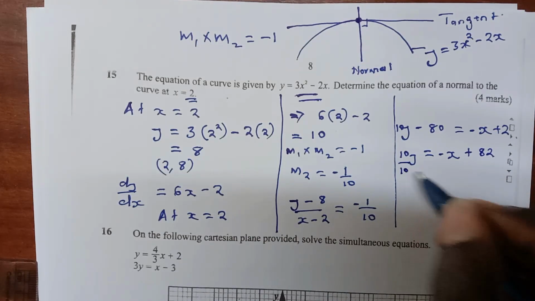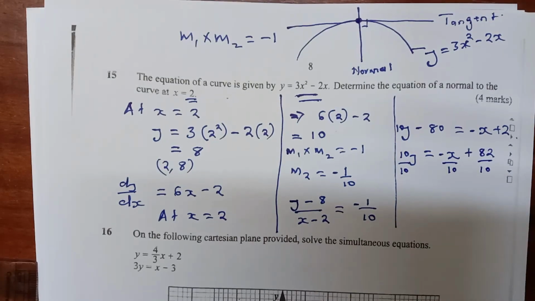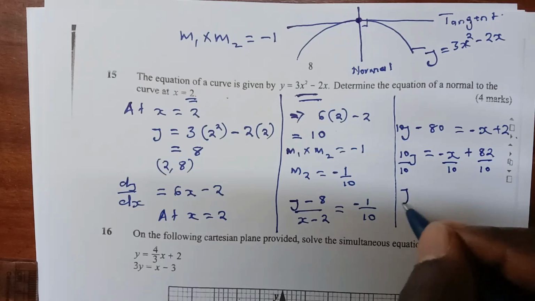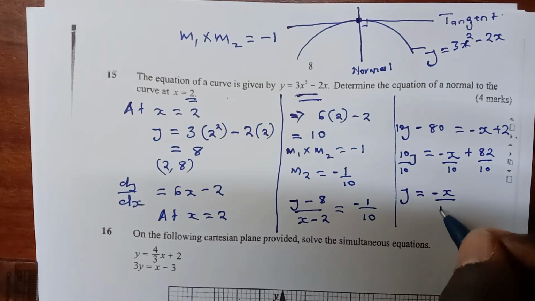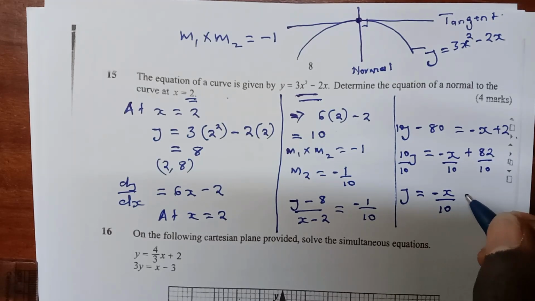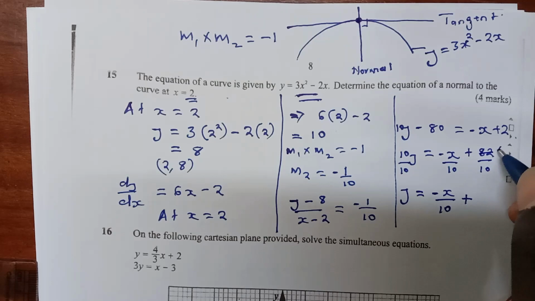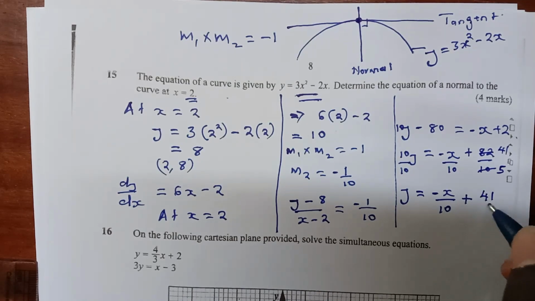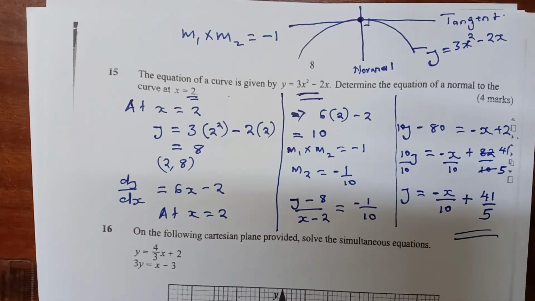Divide both sides by 10, and you find that y equals negative x over 10, then plus, if you simplify this one, 82 over 10 is 41 over 5. And this is the equation of the normal to that particular curve.